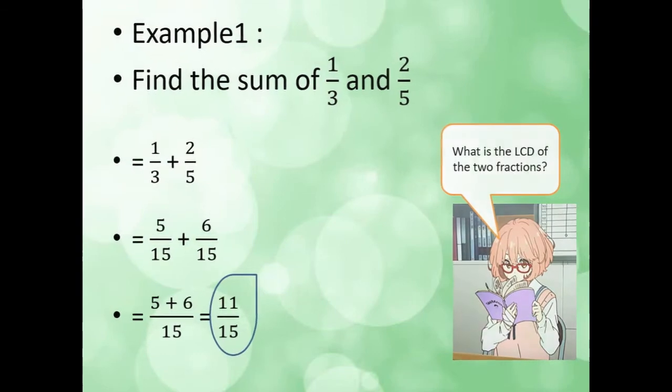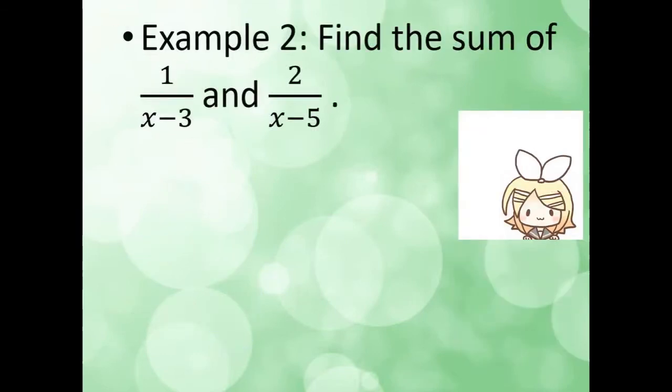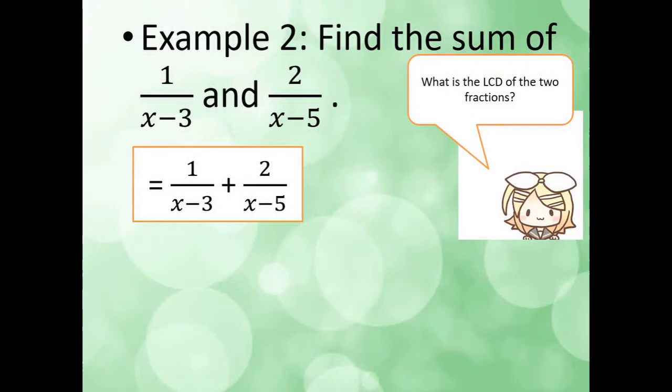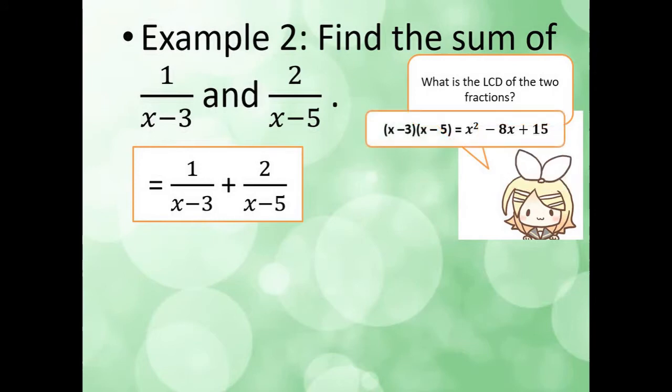Example number 2. Find the sum of 1/(x - 3) and 2/(x - 5). So that is 1/(x - 3) plus 2/(x - 5). What is the LCD of the two fractions? That would be (x - 3) multiplied by (x - 5). That results in x squared minus 8x plus 15 by FOIL method.